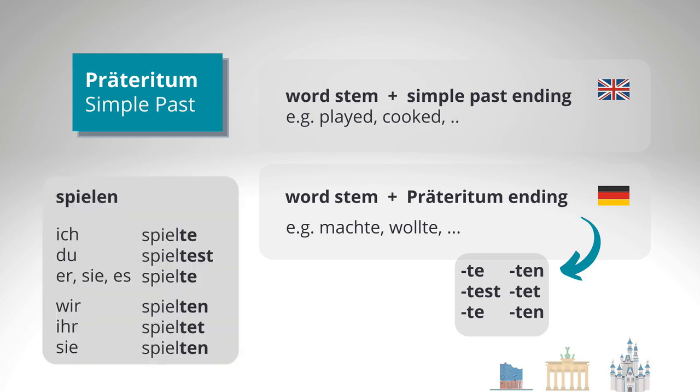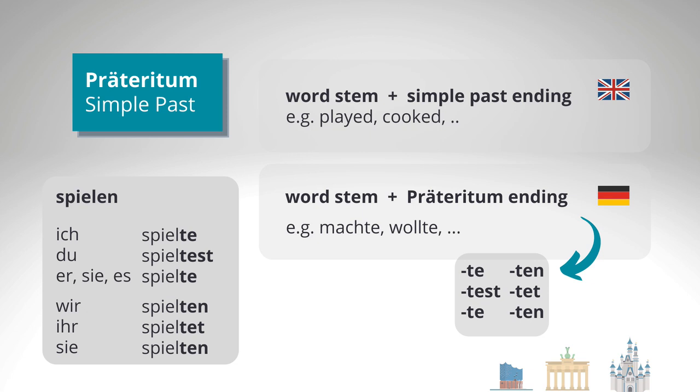If, for example, we take the verb spielen, to play, we first need to get its word stem. As we learned in an earlier lesson, we get the word stem by leaving out the ending en in the infinitive. Spielen is an infinitive, so we need to leave out the ending en. So we have Spiel, and Spiel is our word stem. And we now just need to add the Präteritum endings. So te, test, te, ten, tet, and ten. And then we get the following conjugation. Ich spielte, du spieltest, sie es spielte, wir spielten, ihr spieltet, sie spielten.